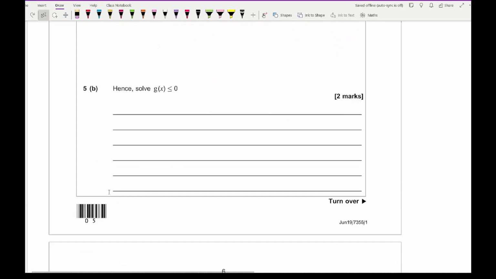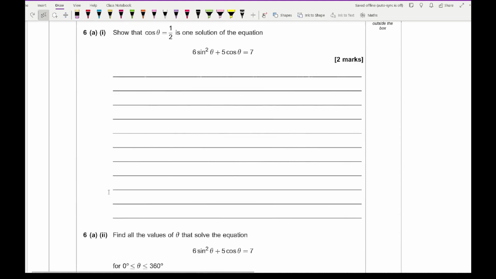Then moving on to question 6a(i), it says show that cos theta equals a half is one solution to the equation 6 sine squared theta plus 5 cos theta equals 7. So for this, what I need to do is use some trig identities to get the equation so it just has cosines. So that's going to be 6, and instead of writing sine squared theta, I'm going to write 1 minus cos squared theta, plus 5 cos theta.